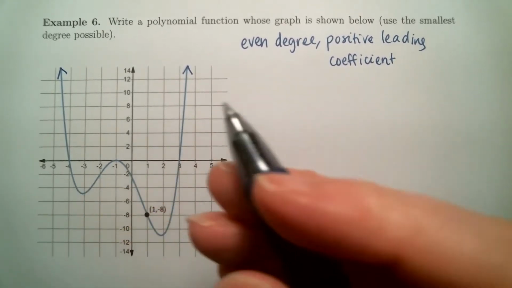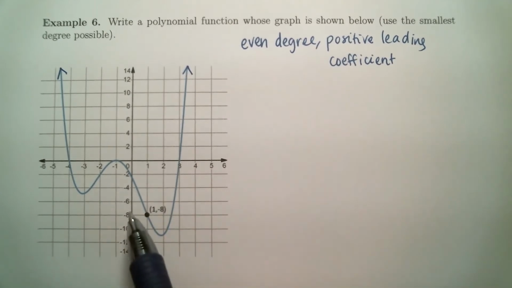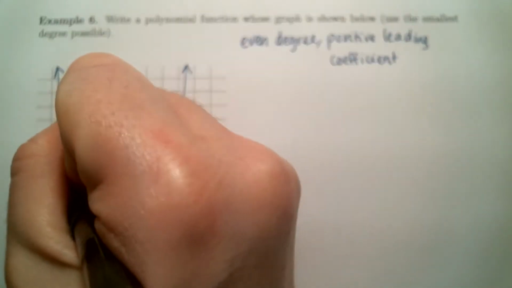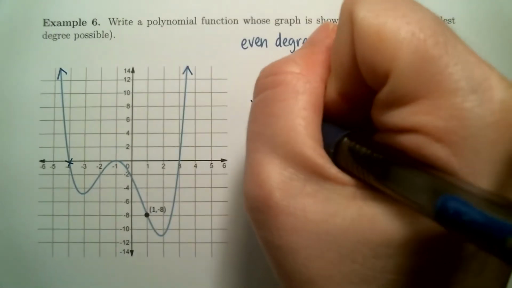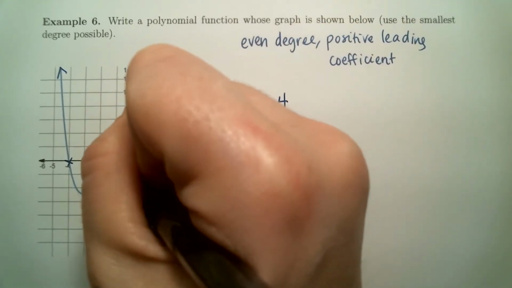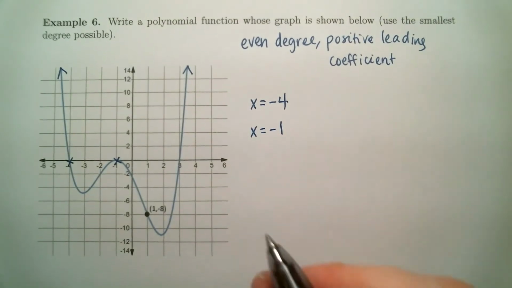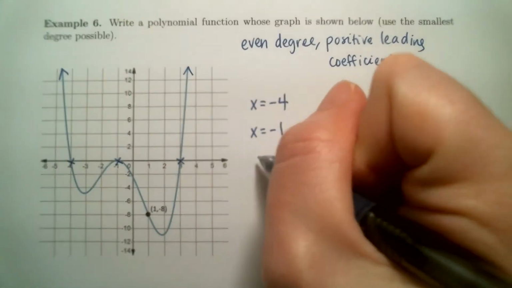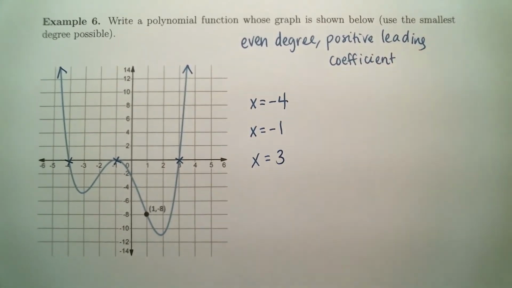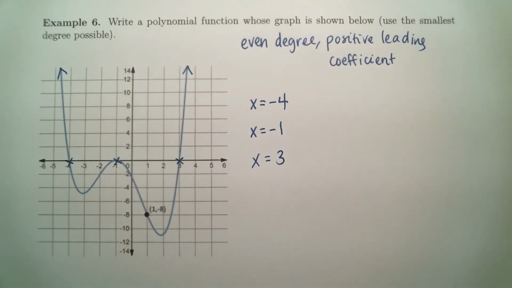What you should notice, in addition to what we've already observed, is that this graph has 3 x-intercepts. You've got an x-intercept at -4, another one at x equals -1, and your last x-intercept, or 0, is at x equals 3. These are your zeros. So think about the factorization.